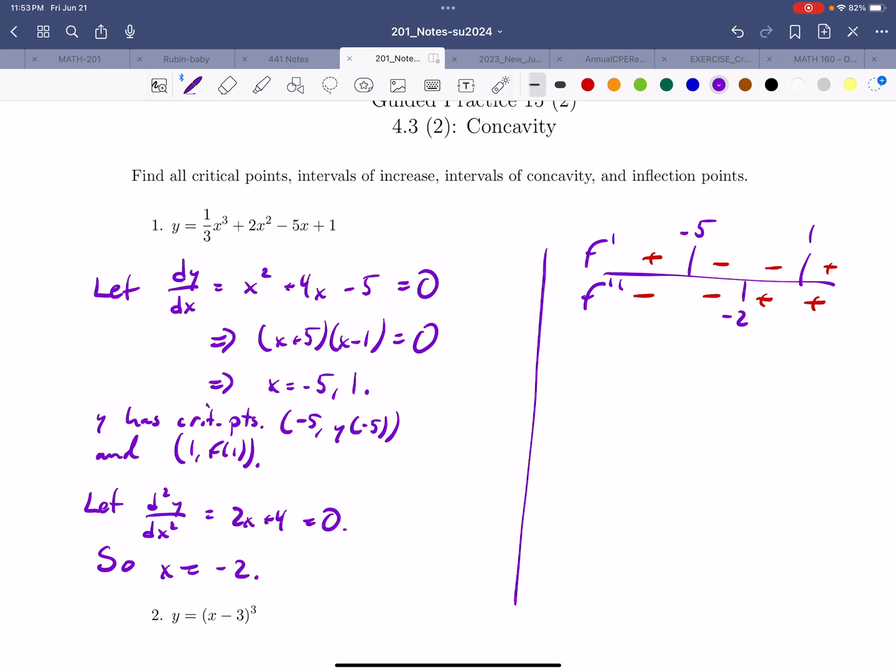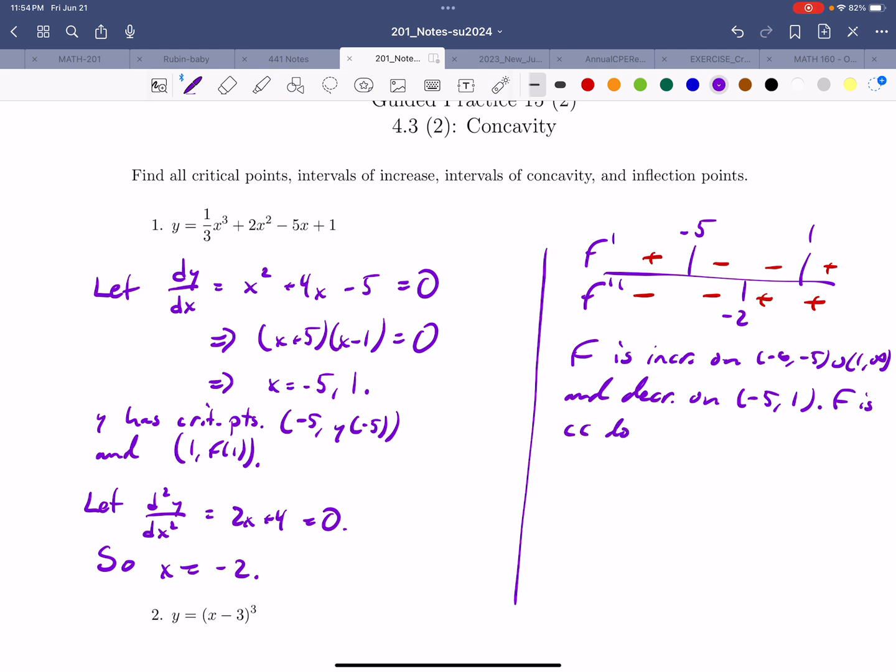So let's just write our answer down. We wrote down the crit points already. F is increasing on negative infinity to negative 5, union 1 to infinity. And decreasing on negative 5 to 1. F is concave down on negative infinity and negative 2. And concave up on negative 2 to infinity with inflection point negative 2 comma f of negative 2. I'm not going to plug that in. Okay.